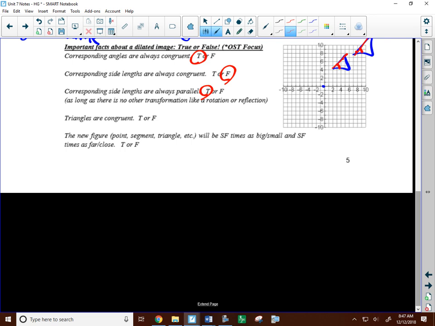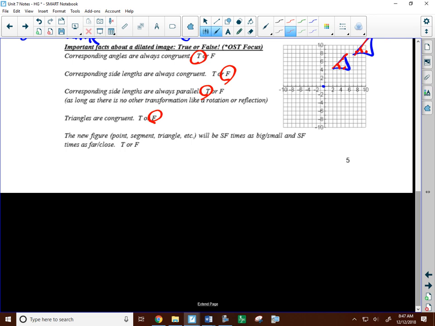Oh, I say here, just a single dilation. So now if you involve a rotation, or a reflection, the final result might not be parallel. A single dilation will be. The triangles are congruent. No, they change size. False, they're similar. They're similar. What's the last one here?